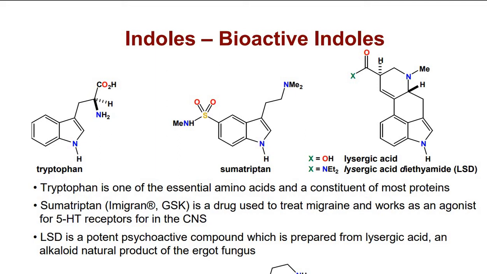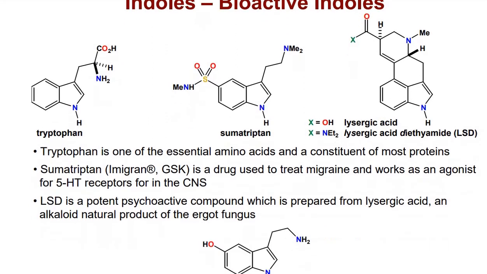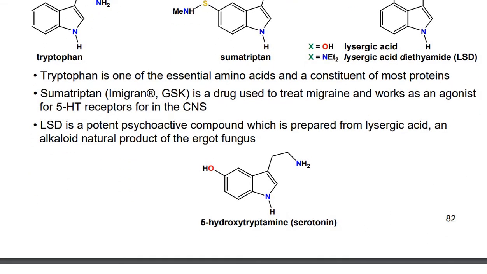sumatriptan and lysergic acid diethylamide, LSD. So tryptophan is one of the essential amino acids and a constituent of most proteins. Sumatriptan is a drug used to treat migraine and works as an agonist for the 5-HT receptor in the CNS. LSD is a potent psychoactive compound which is prepared from lysergic acid, an alkaloid natural product of the ergot fungus.